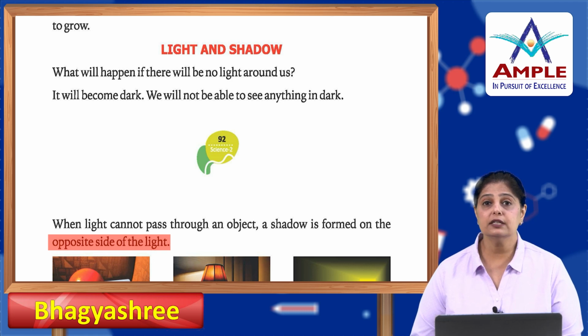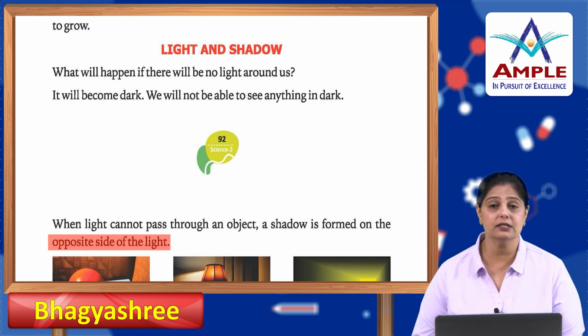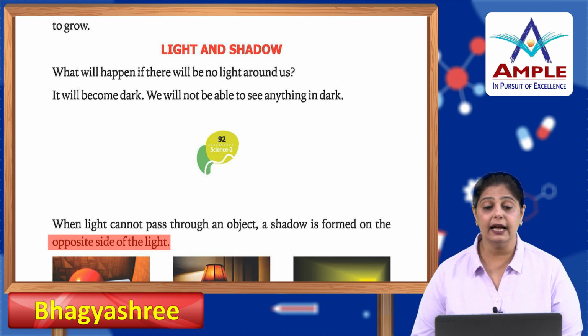When the sun is there, we don't even need to turn on any lights if we are in an open area, because the light of the sun is sufficient. But in darker areas, we need light. Light plays a very important role as well. What will happen if there is no light? It will become dark, and we will not be able to see anything.